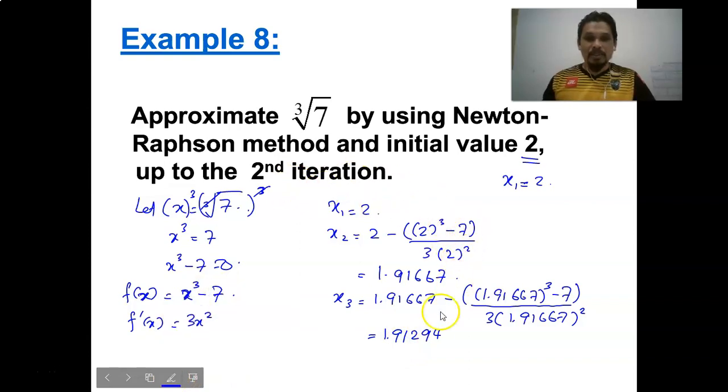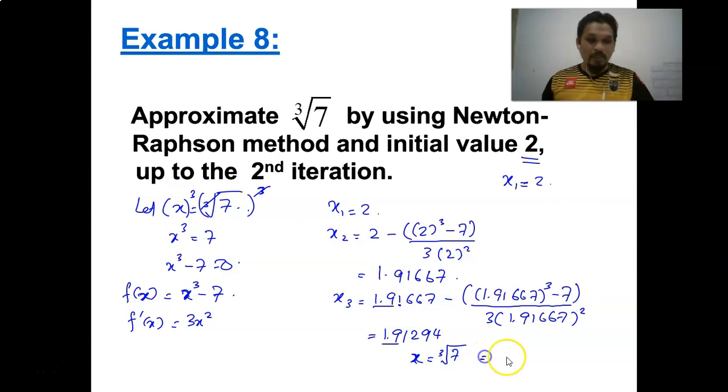Up to the second iteration, look at this: after 1.91, the next digit is 2, which is less than 5, so it doesn't change the 1. So 1.91. So the value of the root of this equation, x equal to the cube root of 7, equals 1.91 to 3 significant figures.